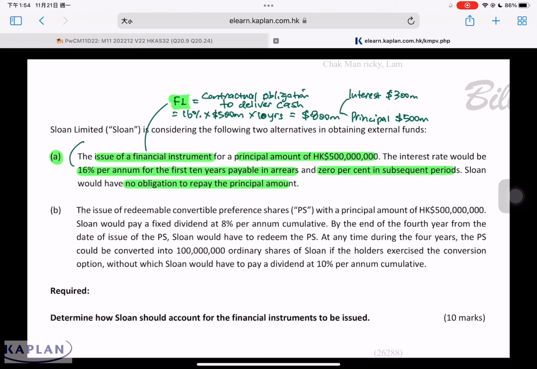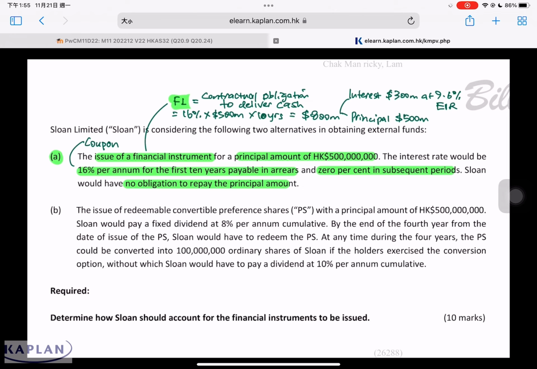The 16%, we call this the coupon rate or contractual rate. That means every year they must pay 16%. But effectively, the interest is not the $800 million we mentioned just now. The $800 million they pay, based on 16%, they're paying for two things, interest and the principal. Effectively, the interest is equal to 9.6%. This 9.6%, we call this the effective interest rate.